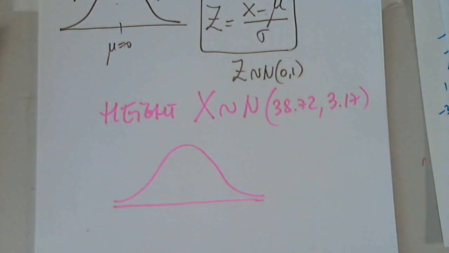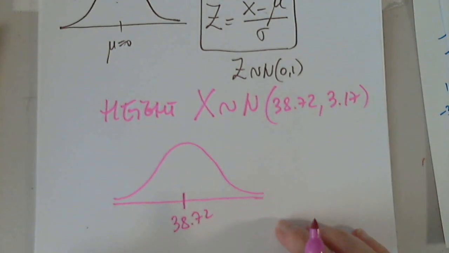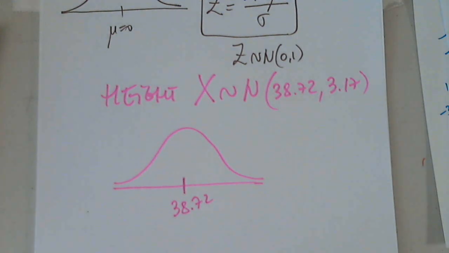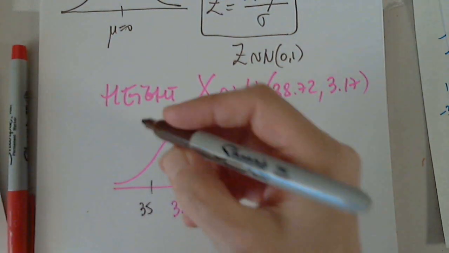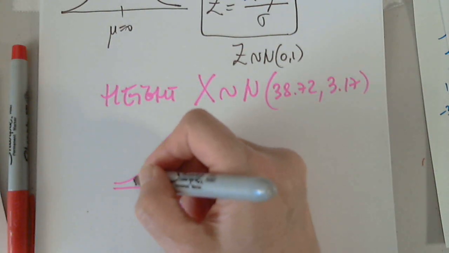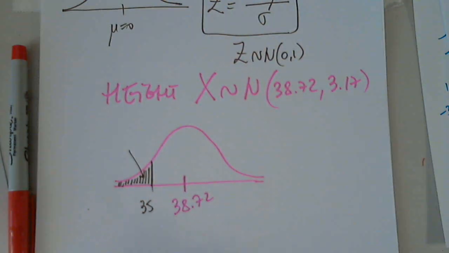Okay, it's working. So here's the mean, 38.72, and the standard deviation is 3.17. And again, we are asked to find the probability for the proportion of 3-year-old females who have a height less than 35. If this is 38, I'm going to say that this is 35, and they want us to determine this area. This area is the same as the probability or the proportion of all the females in the study that have a height less than 35.